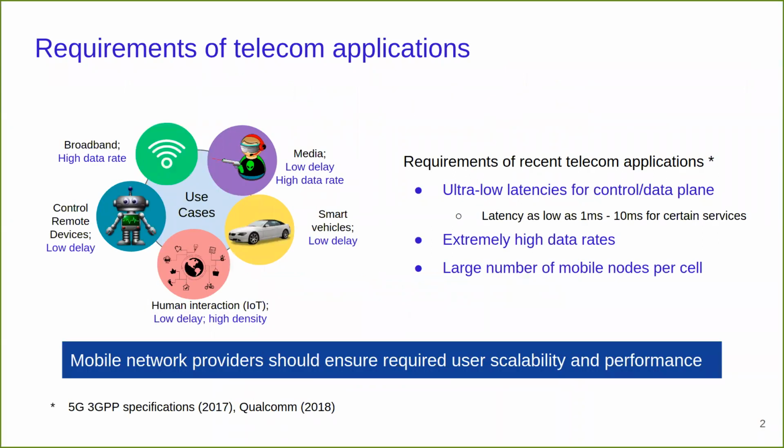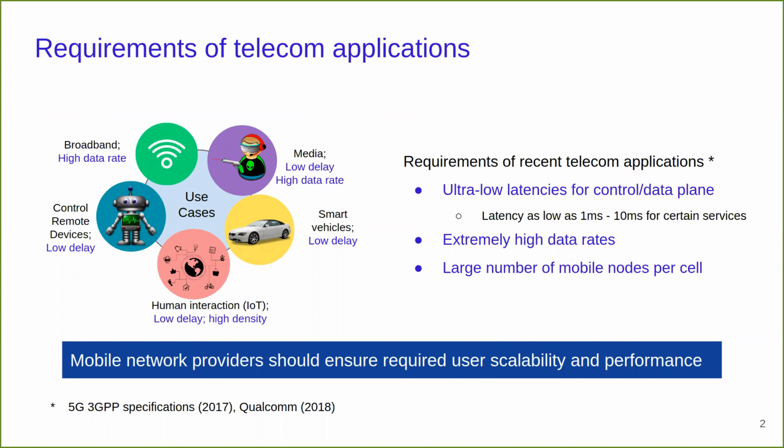New telecom use cases like the IoT, industrial automation, and virtual reality require ultra-low latencies for data plane as well as control plane, extremely high data rates, and should be able to cater to densely populated regions. Mobile network providers should provide required user scalability and performance. We take small steps towards this goal and present a new architecture for the 4G Evolved Packet Core, EPC.